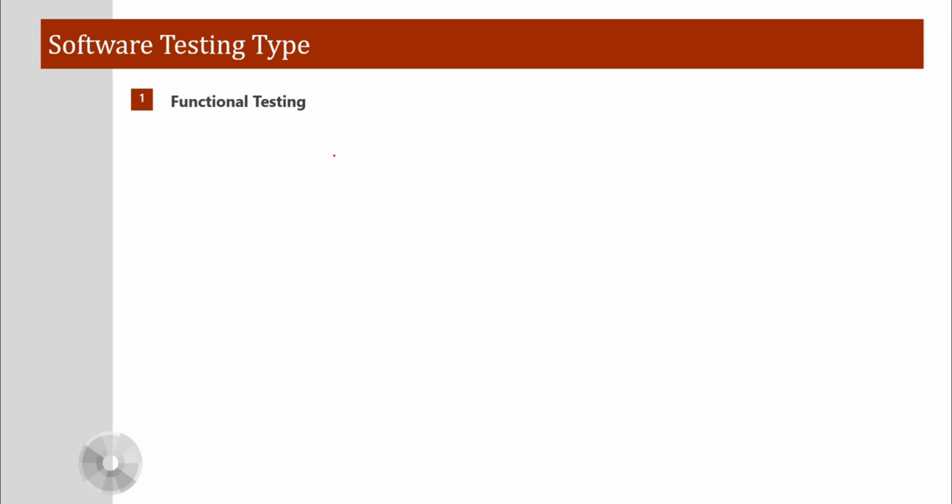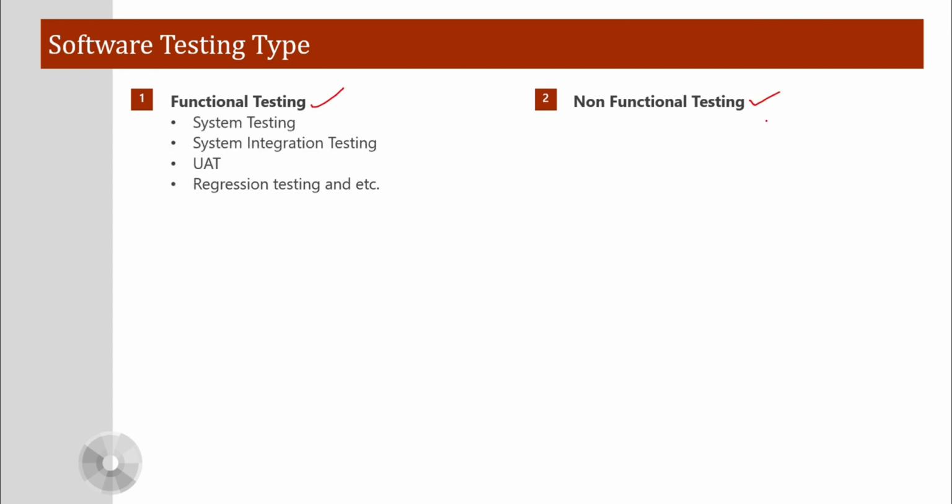So we have software testing types. We know functional testing and non-functional testing. Software testing is categorized in two parts: one is functional testing and the other is non-functional testing. As we know, there are different tests in functional testing, like system testing, system integration testing, UAT, regression, and so on. There are many more functional tests which we do under software testing.